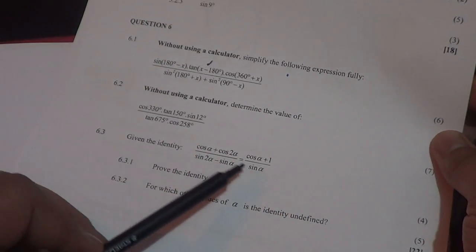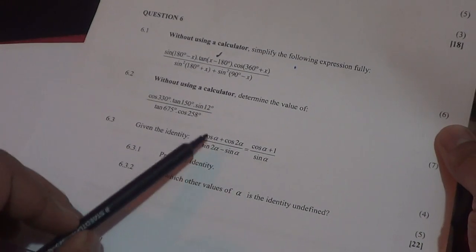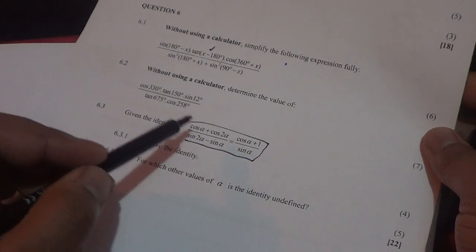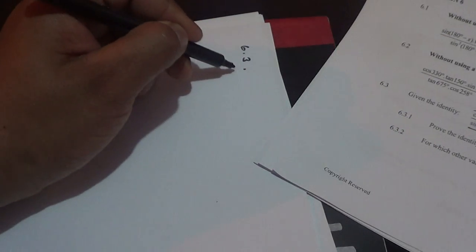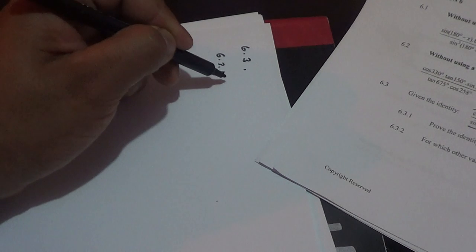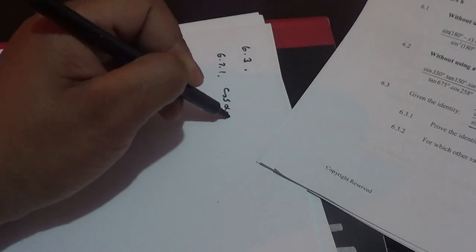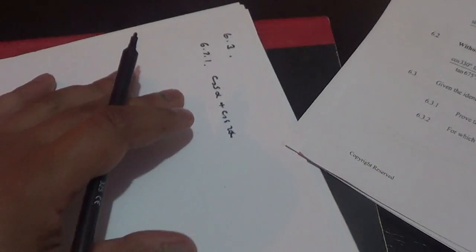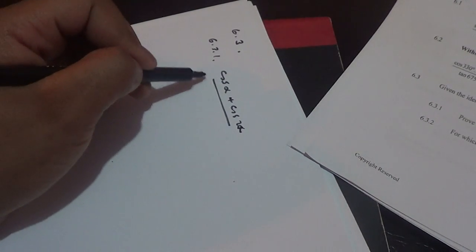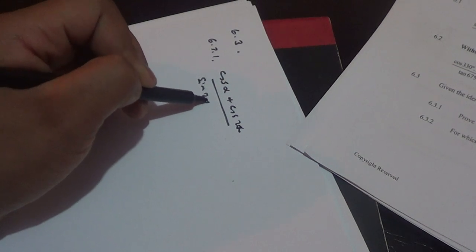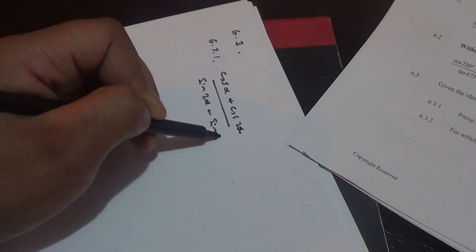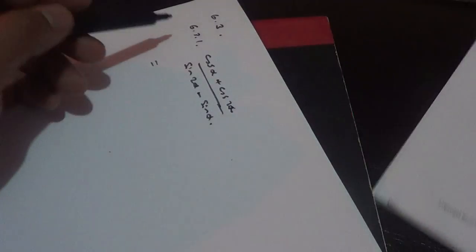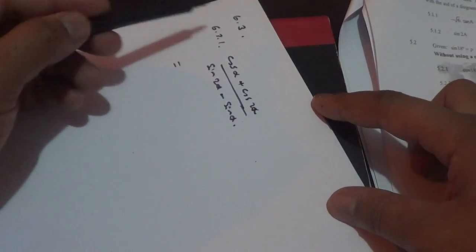Here it says, given the identity, then prove the identity. So you guys know that you're going to have to copy this whole thing, right? I'm not going to do it. I'll just start with the left-hand side now. 6.3.1: cos of alpha plus cos of 2 alpha over sine 2 alpha minus sine of alpha. Of course, I need to prove this to be equal to the right-hand side. So not a problem. So what do we do here?